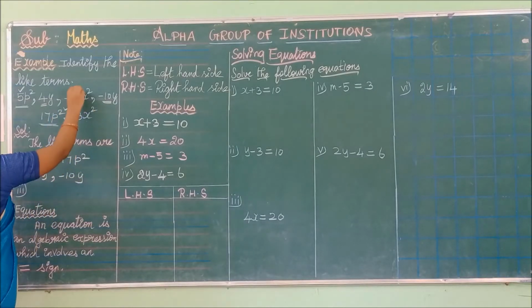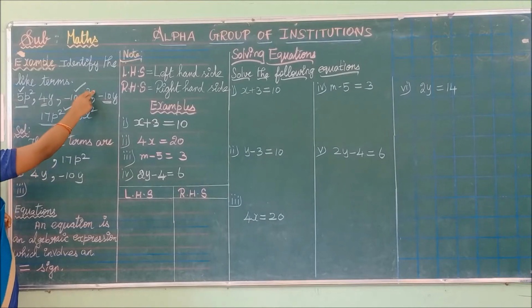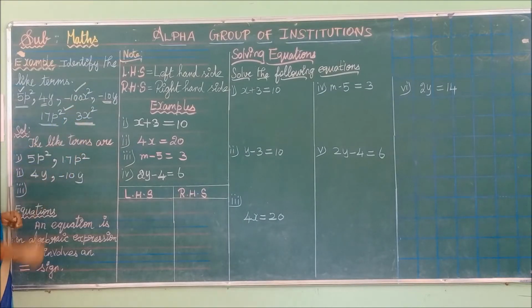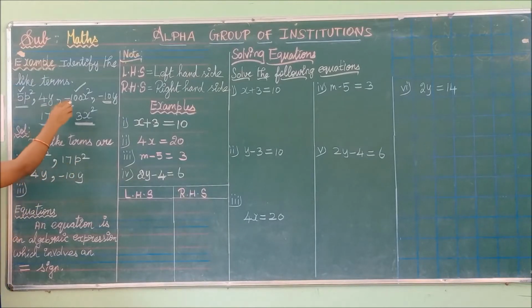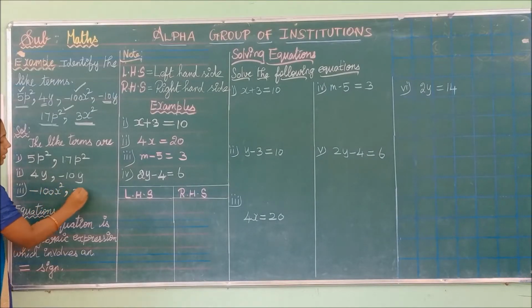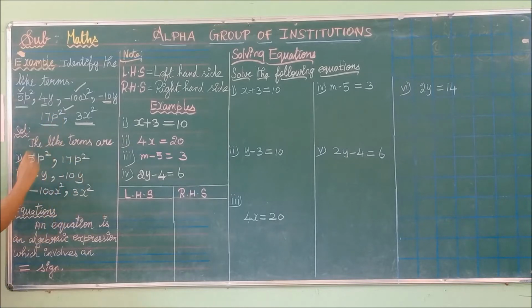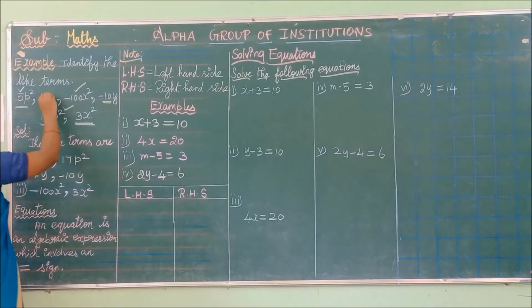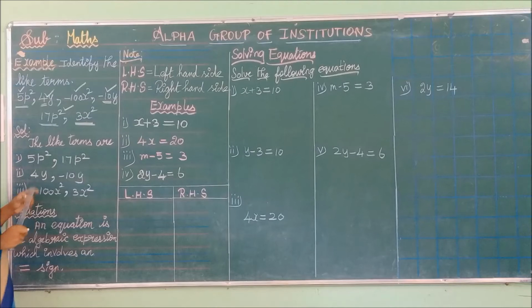See the next one, minus 100x square. Here we have 3x square. Thus they have the same algebraic factors, so the two terms are said to be like terms. So here you have to write minus 100x square, comma, 3x square. Thus we have written all the terms given in the question. So we have identified the like terms.